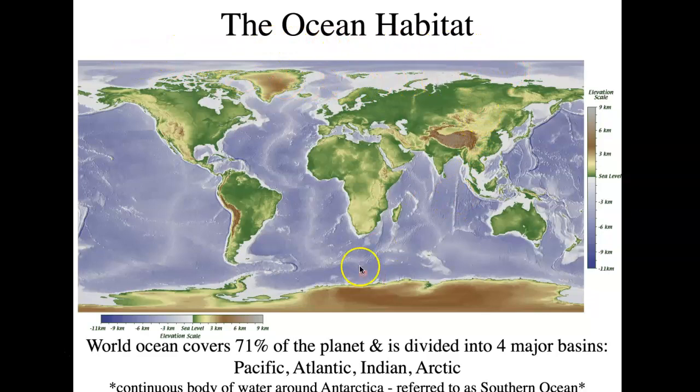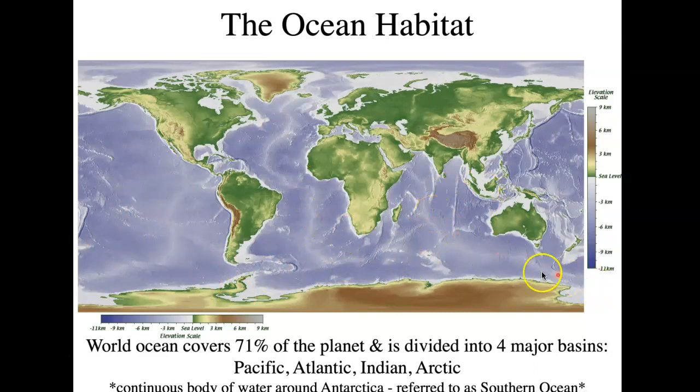You may say, well, what about down here? You may have heard this referenced as the Southern Ocean. That's because it's a continuous body of water that flows around Antarctica. But because it's supplied by the Pacific, the Atlantic, and the Indian, these three ocean basins, it's referred to as the Southern Ocean, but it's not considered its own ocean basin per se.